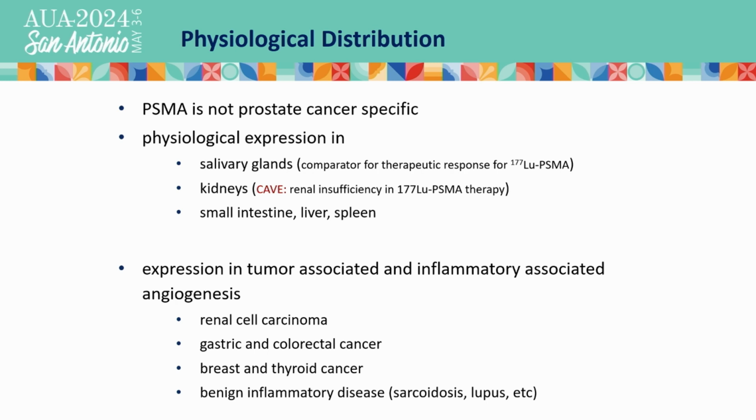The expression of PSMA is also associated with inflammatory associated angiogenesis. So we have many reports that a PSMA PET CT scan will be positive in renal cell carcinoma, and actually it is used as a staging tool also in renal cell carcinoma. It can be positive in gastric, colorectal, breast, and thyroid cancer, and it also can be positive, and I will show you some examples later on, in benign inflammatory disease, for example in sarcoidosis, in lupus erythematosus. So that's one thing you have to remember.